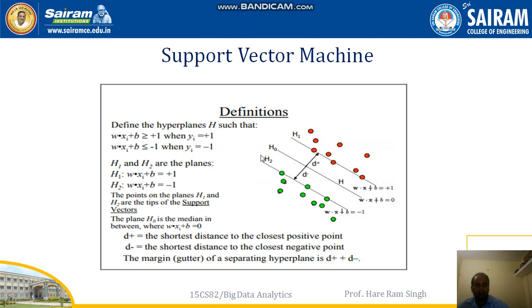The hyperplane is defined as w·xi + b = 0, and d+ is the shortest distance to the closest positive point. So d+ is the shortest distance from the hyperplane to H1, and d- is the shortest distance to the closest negative point. So the total margin or gutter of the separating hyperplane is d+ plus d-. This is the total width of the gutter.